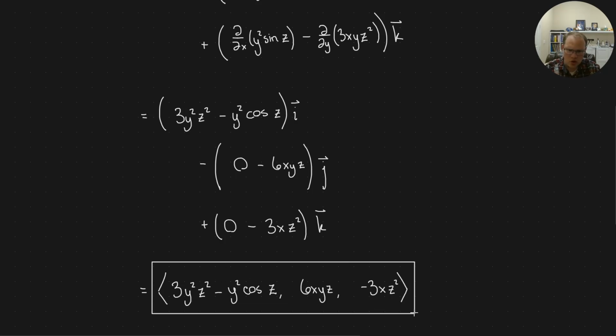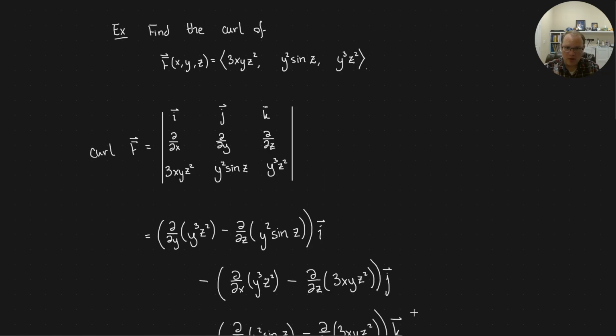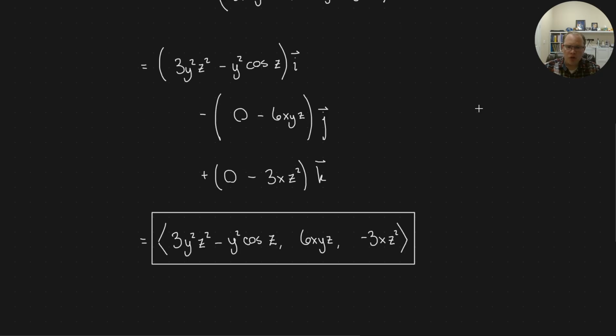So that is the curl of the three-dimensional vector field that we started with. Okay. Notice the output is a vector. That is different from the divergence. When we took the divergence, the result was a scalar function. When we take the curl, the result is a vector.